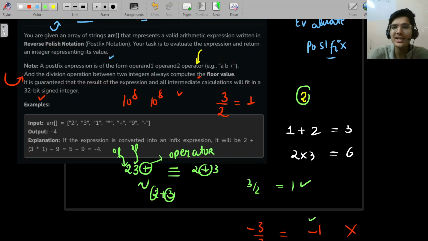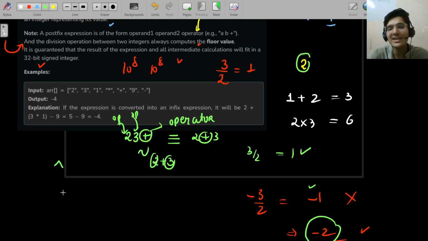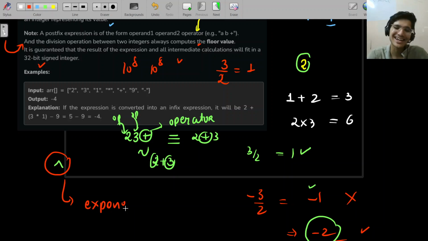One more thing that I missed is this operator they mentioned. I thought it was the XOR operator, but it turns out it's not an XOR operator. It's an exponent operator.